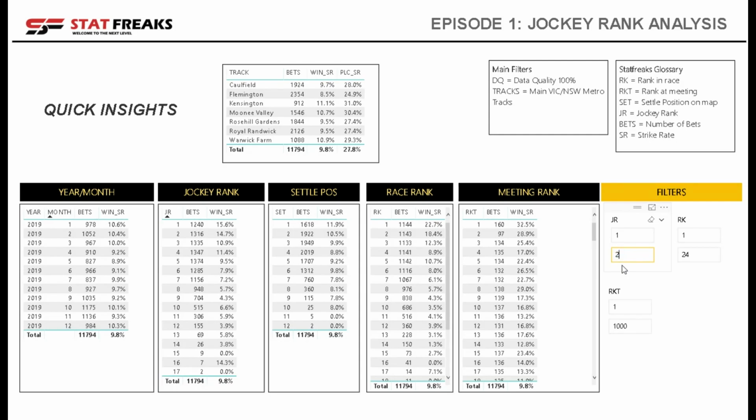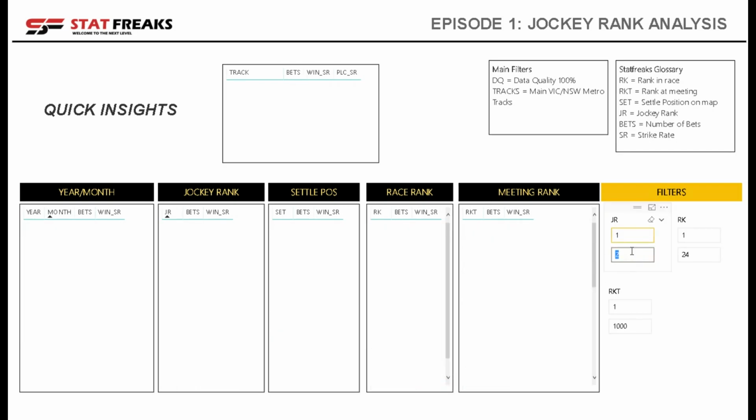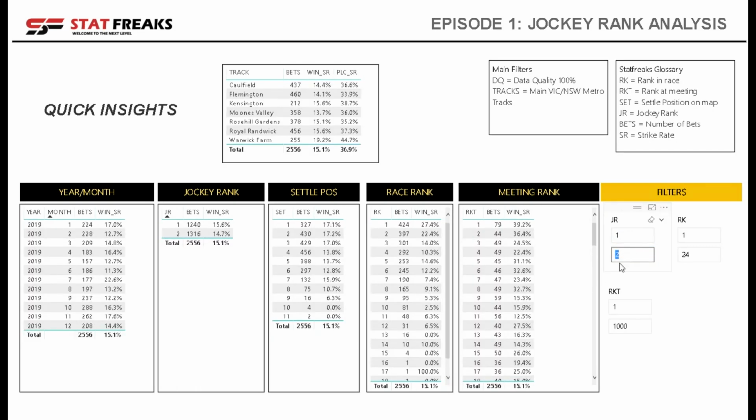So if I just pop a 2 here in the little box and I hit enter, the whole dashboard updates, and I've now got only 1 or 2 selected, winning 15.1% of the time, and then the breakdown across all the months. All the tracks, you can see Warwick Farm's the highest, Moonee Valley being the lowest.